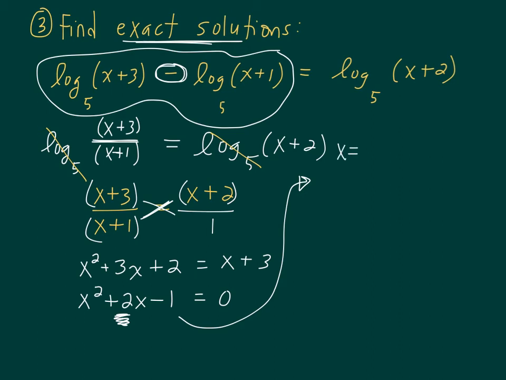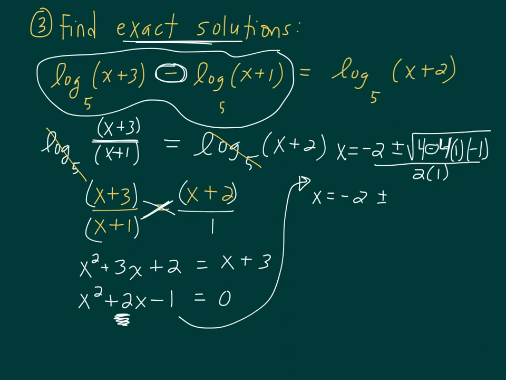Okay, so we have negative b, which would be negative 2, plus or minus the square root of b squared. So 2 squared is 4. Minus 4 times the a, it's a 4. The a is 1, and the c value is negative 1. And this is all over 2 times a, and again the a value is 1. So let's clean this up. We have negative 2 plus or minus. We see 2 negatives here, okay, so that's going to end up giving us 4 plus 4. So that's a square root of 8 all over 2.